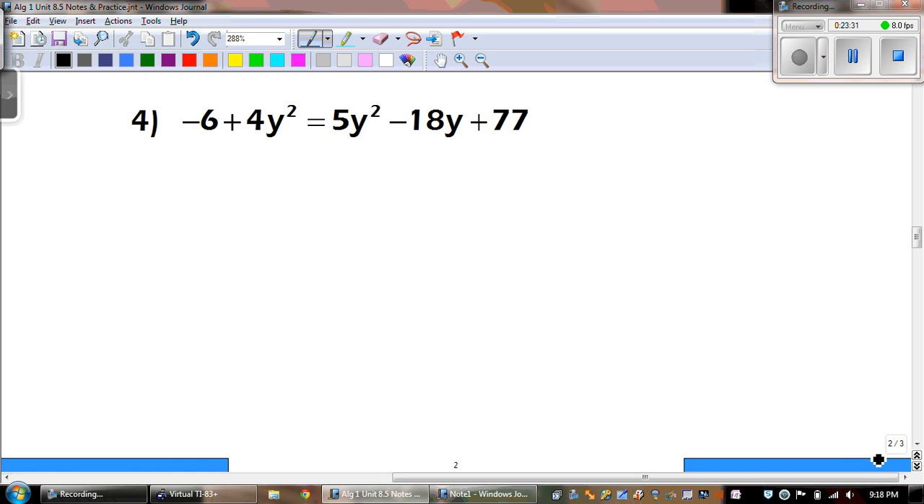All right, number 4, let's see if you can set number 4 up. All right, so make sure that your quadratic term is positive. See if you can factor it. And if not, get the constant to the other side. So go ahead and pause the video and good luck.